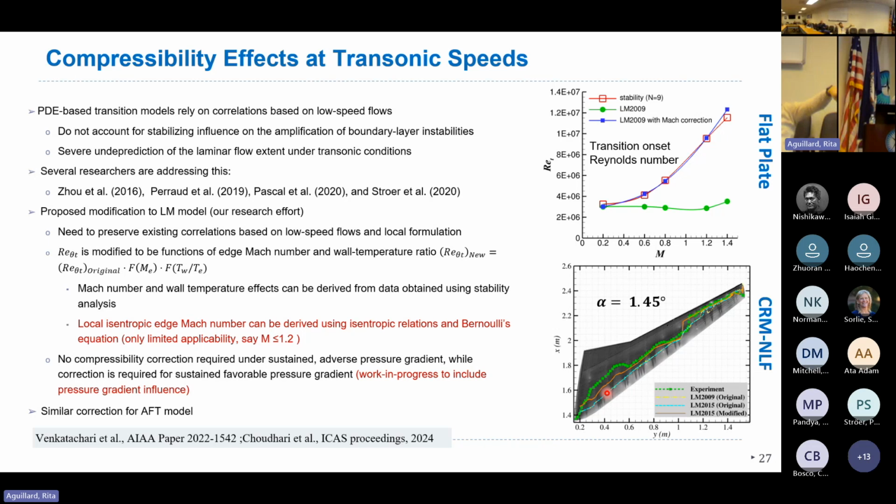Actually, it could be better than it looks, because when we spoke with experimentalists, they said that this line here might be questionable. If you plot it against stability analysis, then they are much more closely comparable. So this is one aspect, and there is a similar aspect to it in the AFT model as well.